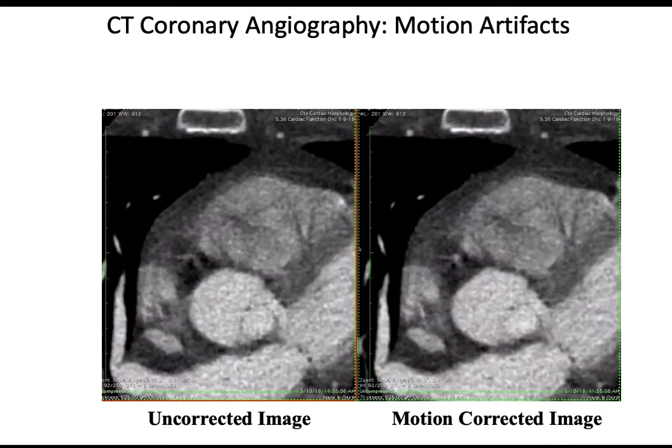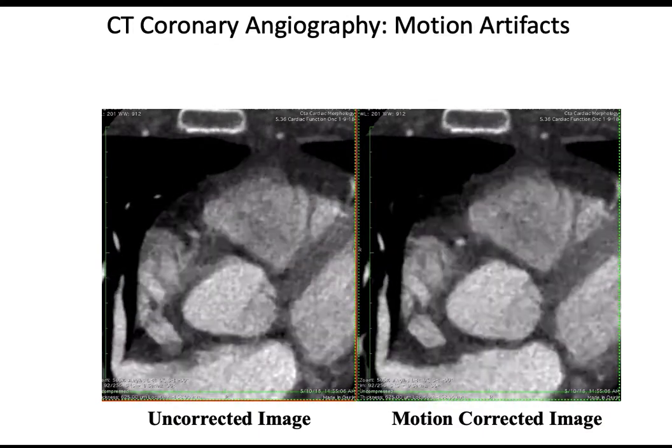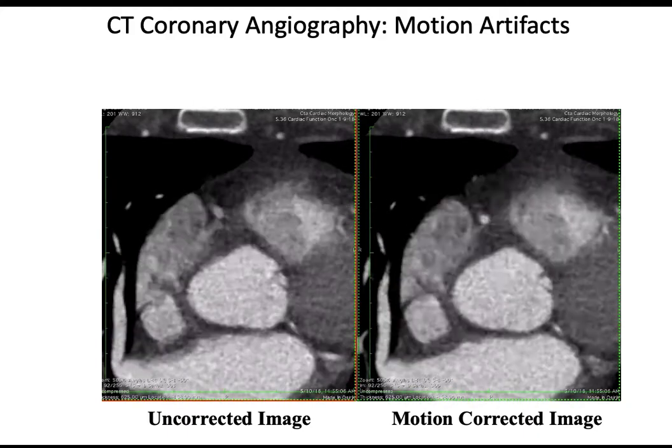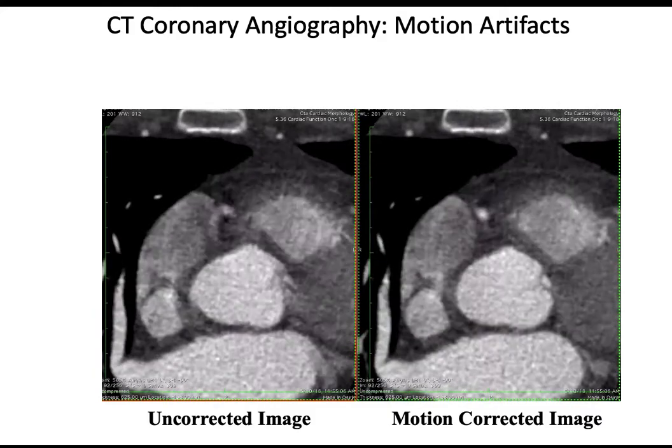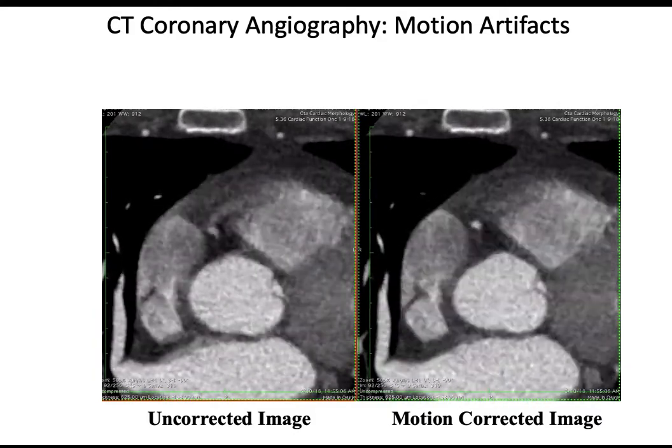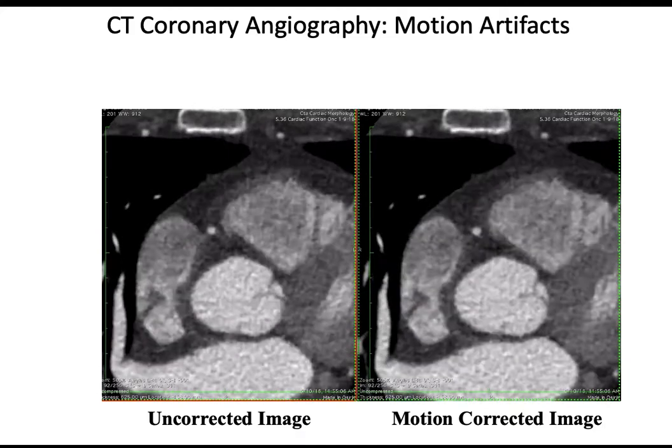So any questions on coronaries? We talked about trying to make this anatomical delineation of stenosis. We talked about the phenotypes that you can define or infer. And we talked about motion being one of the main artifacts that you have to overcome.